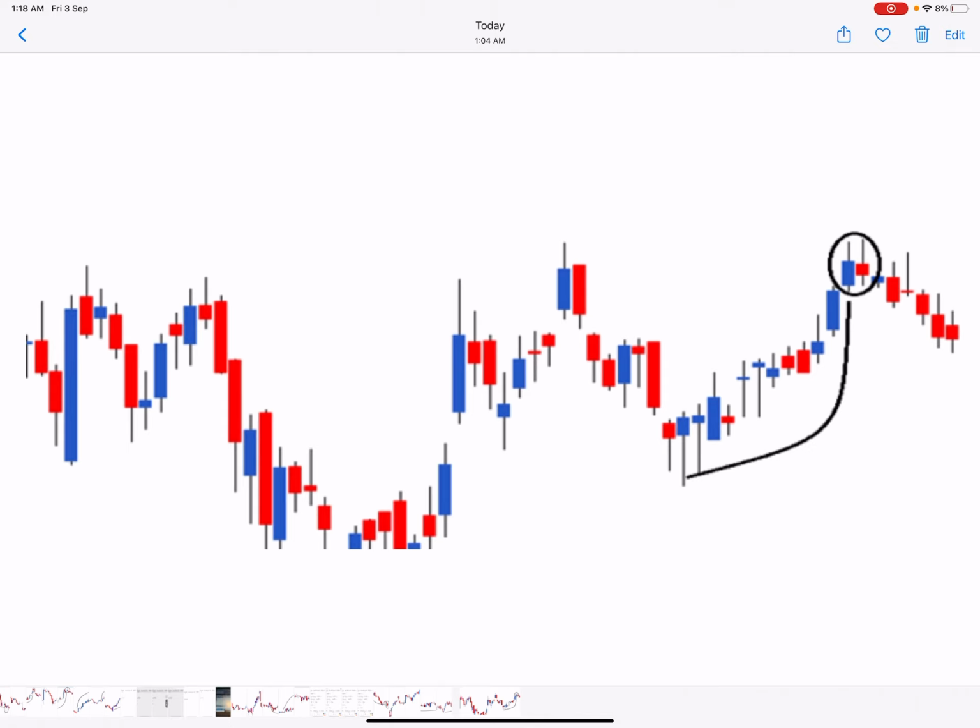So this is all about the multiple candlestick patterns, and we covered the Harami pattern.